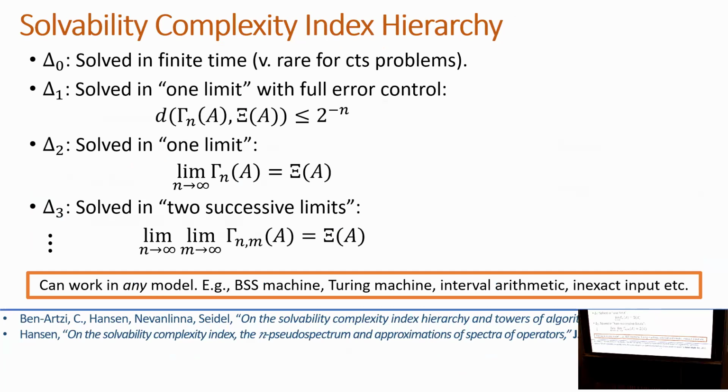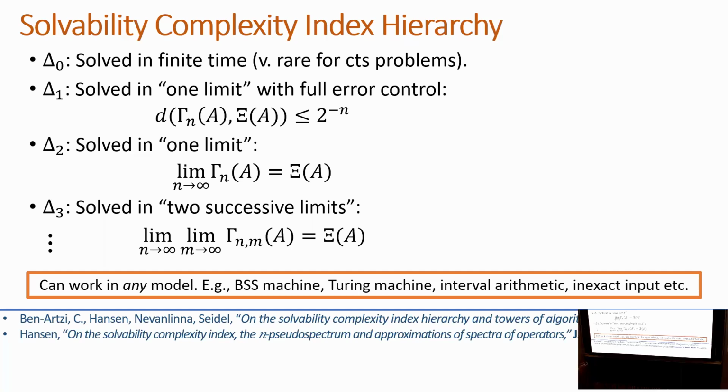So we form this SCI hierarchy to measure the computational difficulty of these problems. Delta zero is solved in finite time, which is basically not going to happen. I mean, you can add 1 + 1 or something. Delta one, more realistically, is your traditionally computable spectra. Delta two is if you might not have error control, and we have delta three and so on. This hierarchy can be very easily generalized to various models of computation.